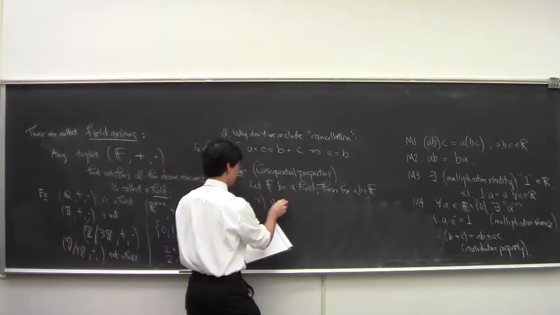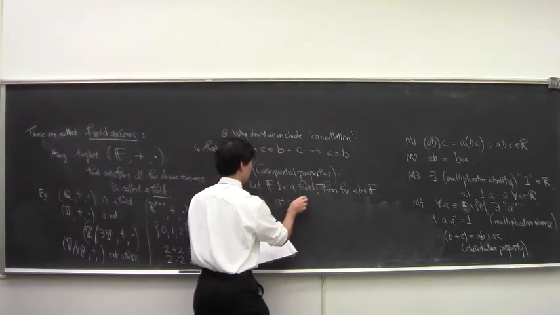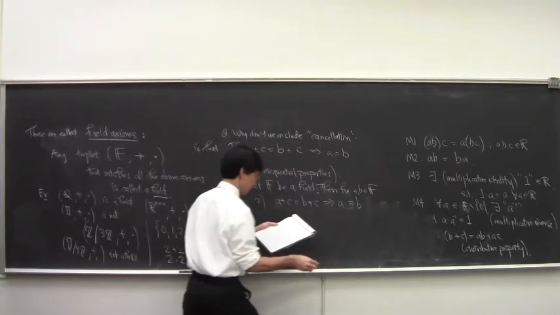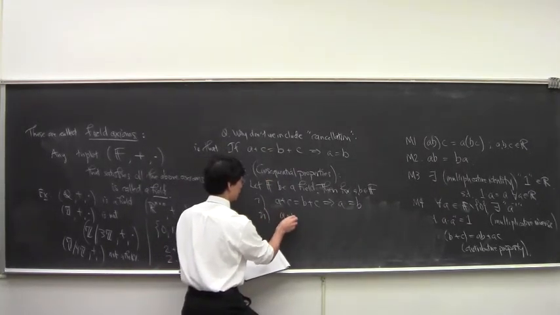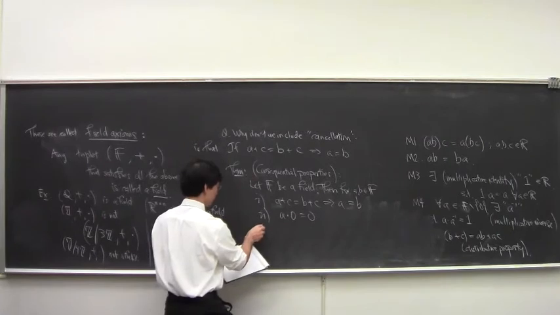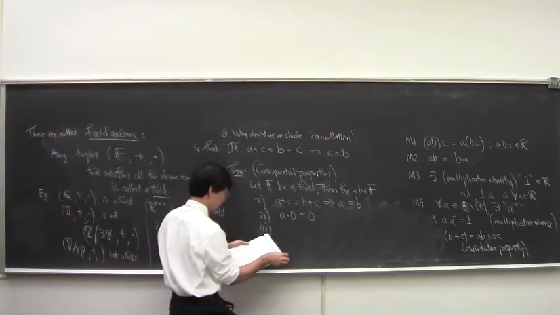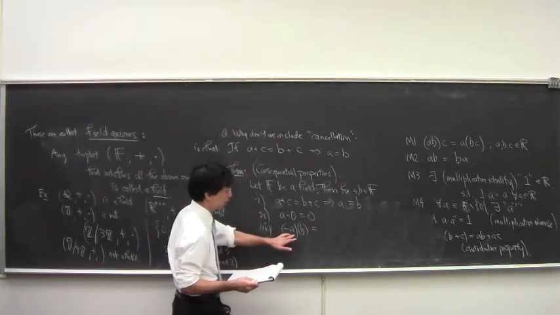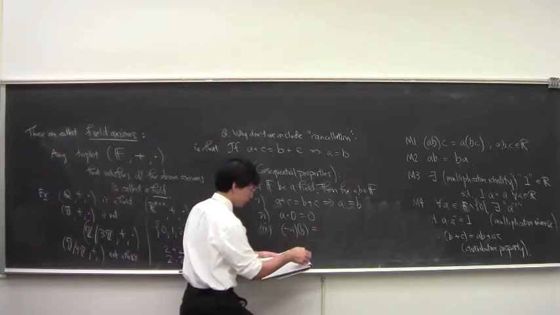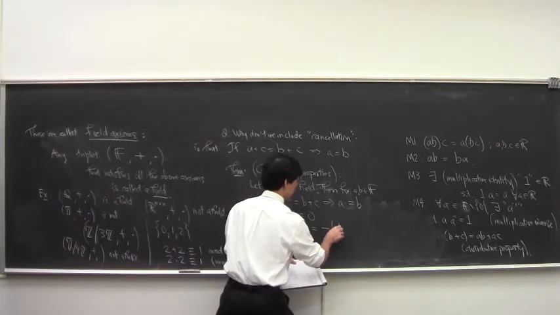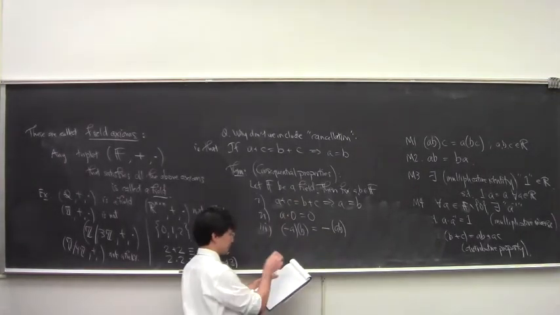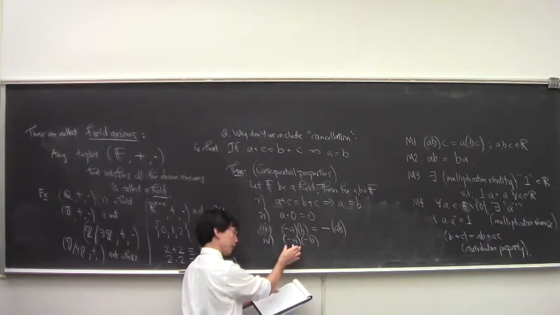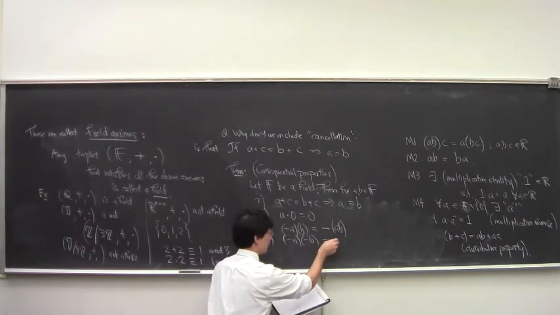One is cancellation, right? A plus B equals B plus C implies that A must be equal to B. 2, A times 0 has to be 0. 3, negative A times B, the additive inverse of A times B, is the same thing as the additive inverse of AB. 4, negative A times negative B is actually just AB.